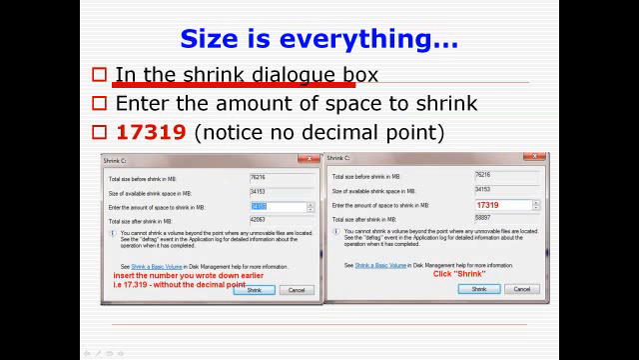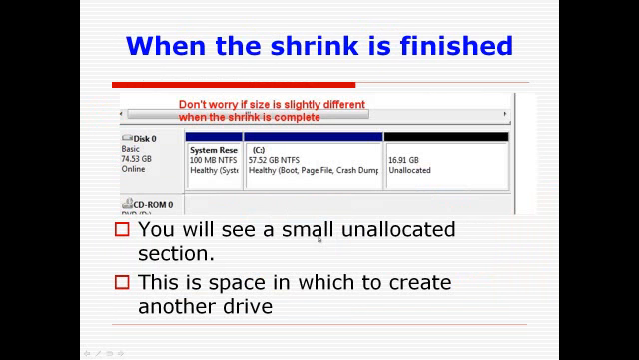Size is everything. In this shrink dialog box, enter the amount of space to shrink. You'll see it's already highlighted. In this case it's 34,153. We don't need that much. That would be too big a partition. But we can type in this box, because it's shaded in blue, just type the numbers 17319. You notice there is no decimal point in there, it's just 17 gigabytes 319 megabytes. So we just leave it without the decimal point and then click on the Shrink button at the bottom.